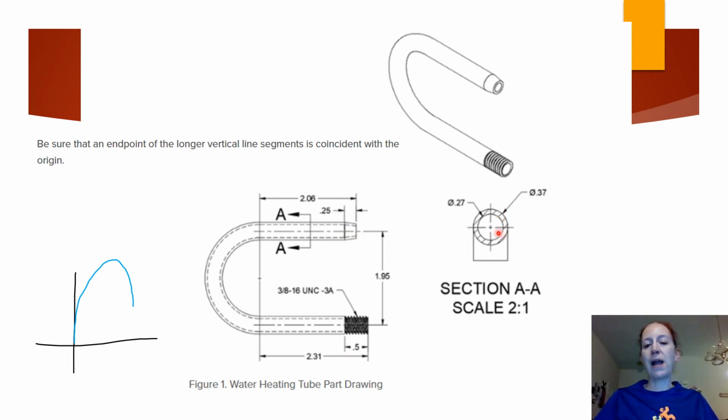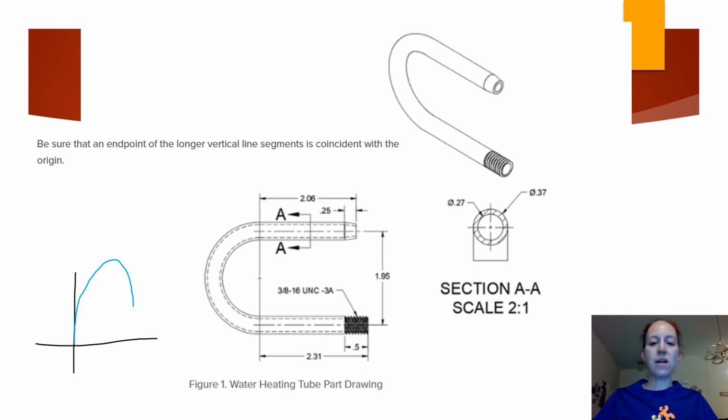We want to shell the pipe so that the thickness of the pipe is going to be 1/10 of an inch. So the inner diameter is going to be 0.27, the outer diameter 0.37, and then we'll put 1/2 inch of 3/8-16 UNC 3A threads on the outside of the one end of the water pipe.